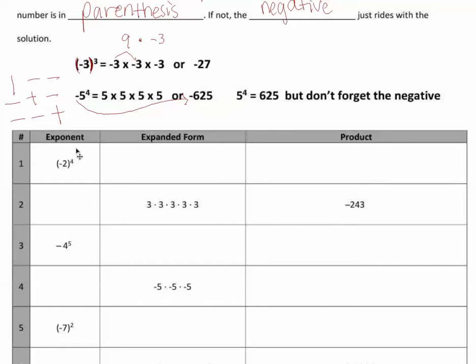Negative 2 to the 4th power. Negative 2 is in parentheses, so you're going to expand with negative 2 each time. Negative 2 times negative 2 times negative 2 times negative 2. Negative 2 times negative 2 is 4. 4 times negative 2 is negative 8. Negative 8 times negative 2 is 16.